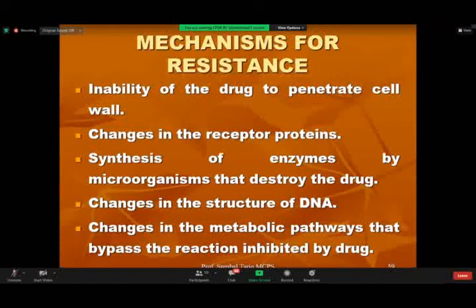Here, the bacteria can also cause changes in the metabolic pathways that bypass the reaction inhibited by the drug. Like I said, tetrahydrofolate reductase is the enzyme. Sulfonamides will have an inhibitory effect, and therefore folic acid production will continue as normal. That is how resistance to sulfonamides is produced by the bacteria. They have a change in the metabolic pathway.